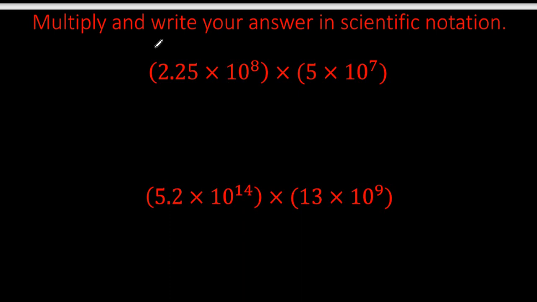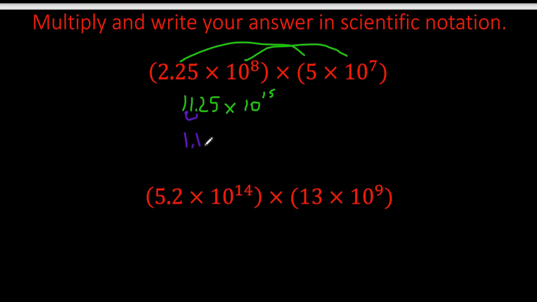So here we're going to multiply and write our answer in scientific notation, which is important. So 2.25 times 5 is 11.25. And 10 to the 8th times 10 to the 7th, we add the exponents. 8 plus 7 is 15. But this is not scientific notation. For scientific notation, we need one number, one digit, and then the exponent. So we move the decimal over left one, so 1.125, and then we add 1 to the exponent and make it 16.